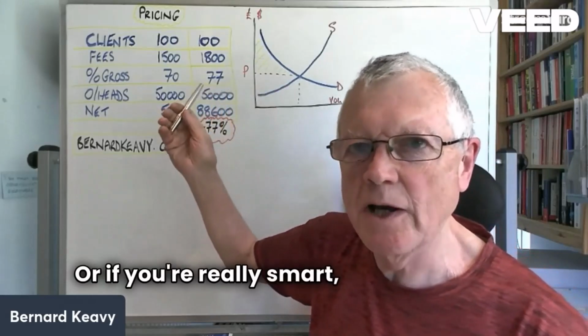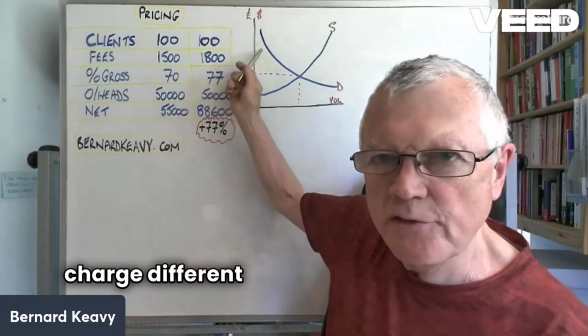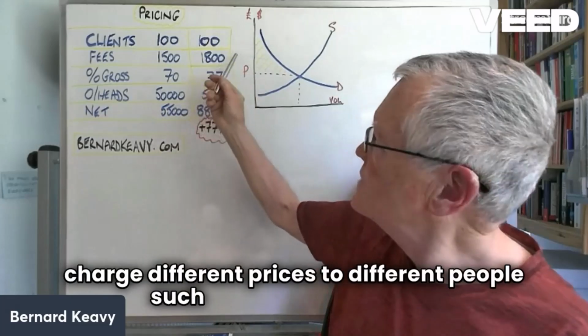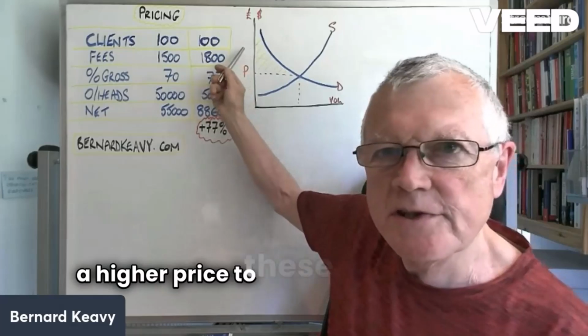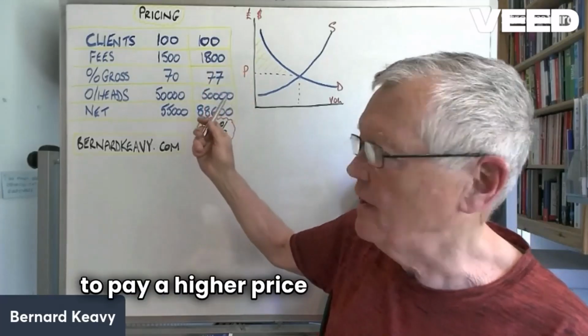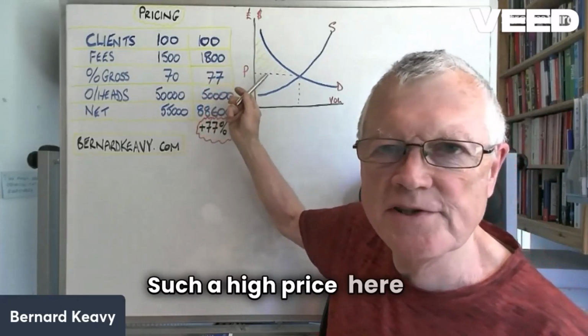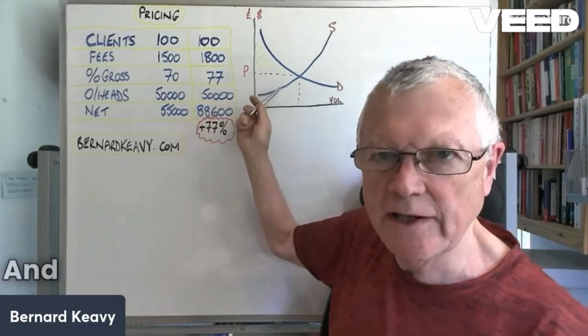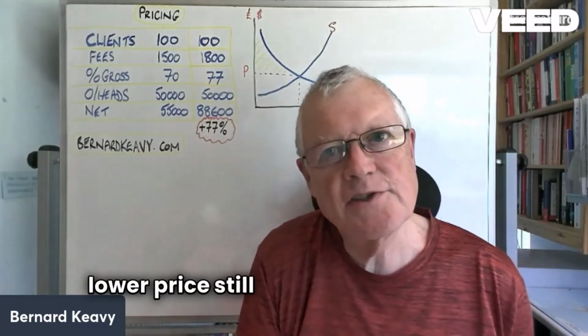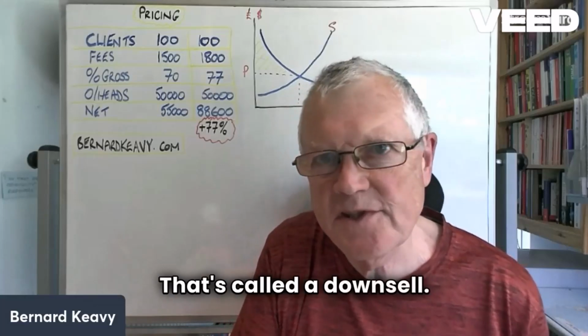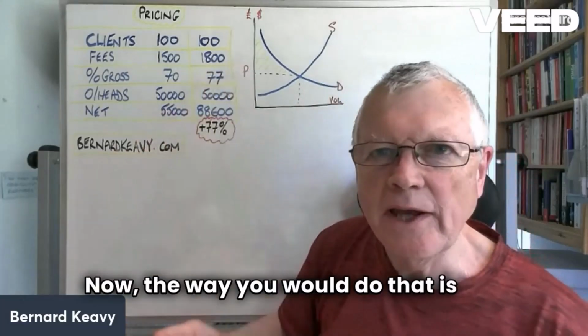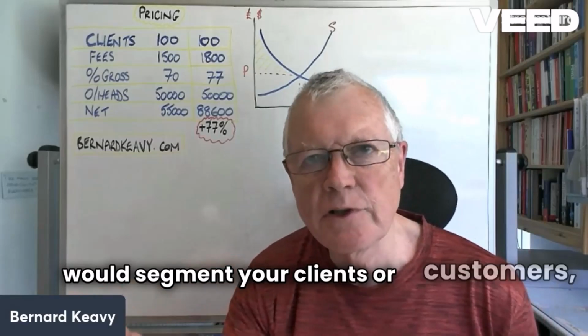Or if you're really smart, what you could do is charge different prices to different people, such that you're charging a higher price to these people over here that want to pay a higher price, and then not put such a high price here, and then all the way across here. And you could even go further and charge a lower price still and still sell to others. That's called a downsell.